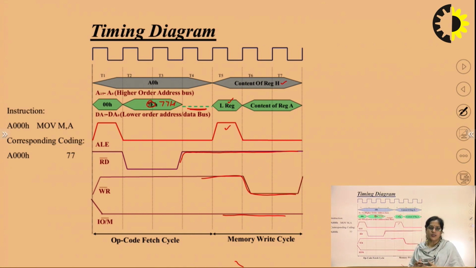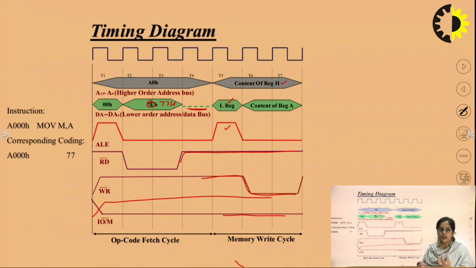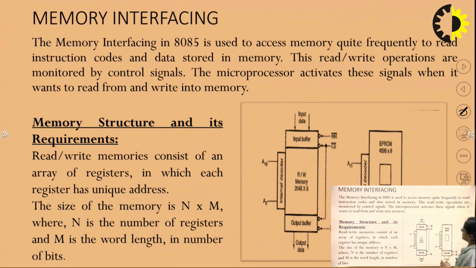Whenever the microprocessor is performing any read or write operation with input output devices, everything will remain the same. The only signal that will change is this signal. It will be low when the microprocessor is going to perform with memory, and it will go high when a read or write operation has to be performed with an input output device.